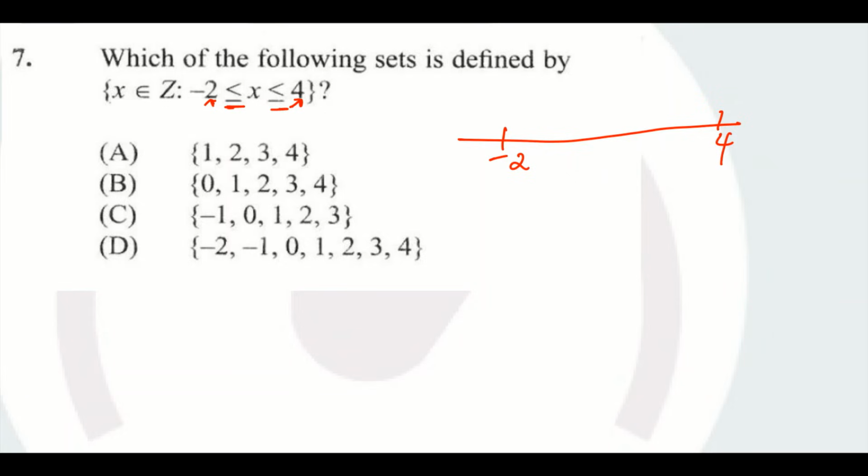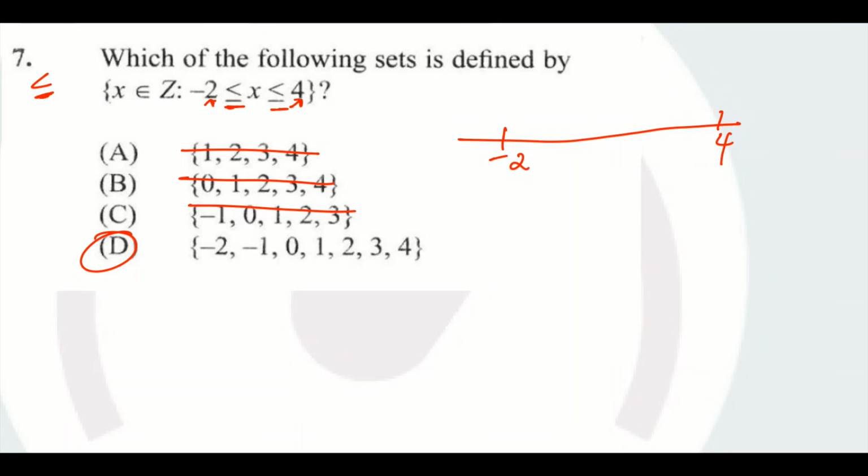So once you have the inequality symbol, less than or equal to, you know that it includes the numbers -2 and 4. So your answer must have -2 and positive 4 in it. All of these have no -2, no -2, no -2. So by elimination, our answer is D.